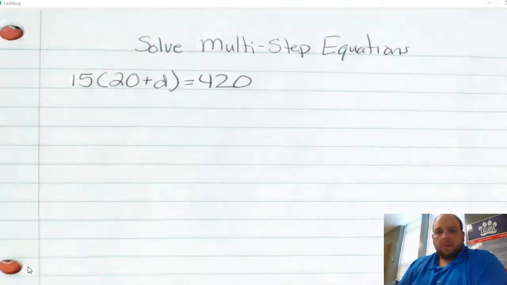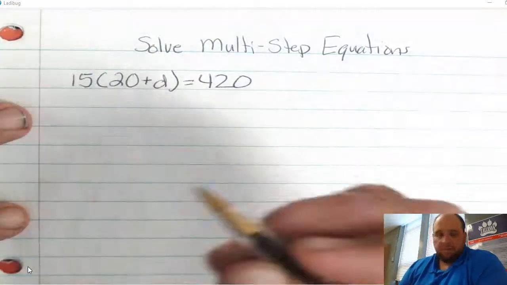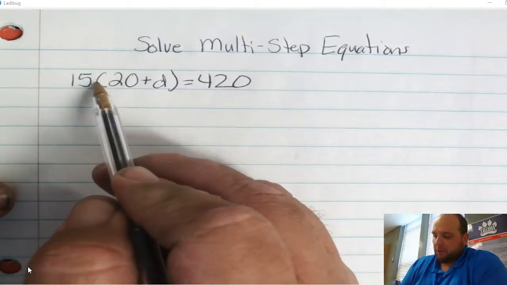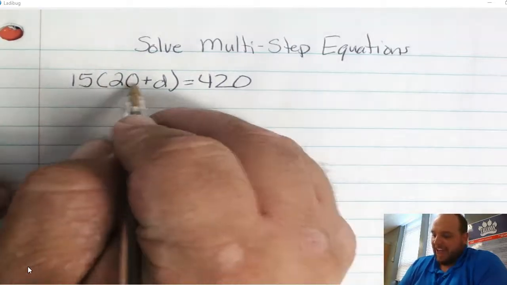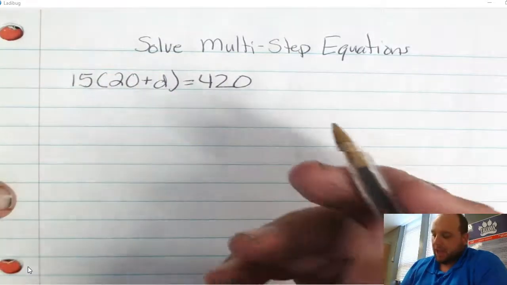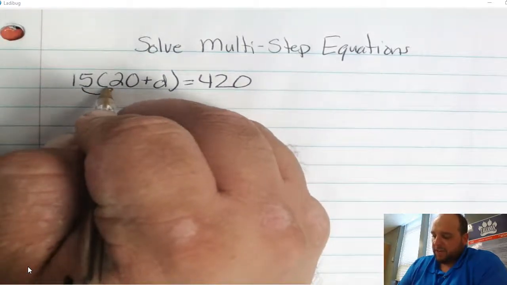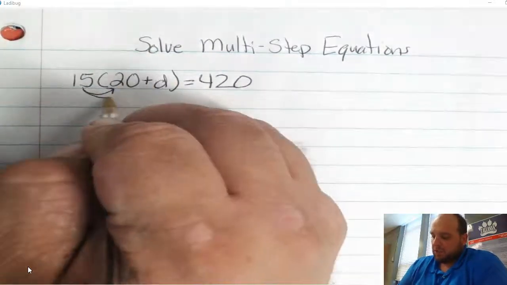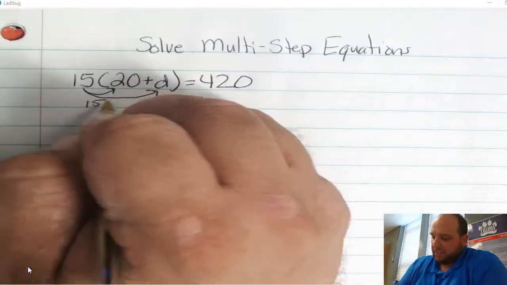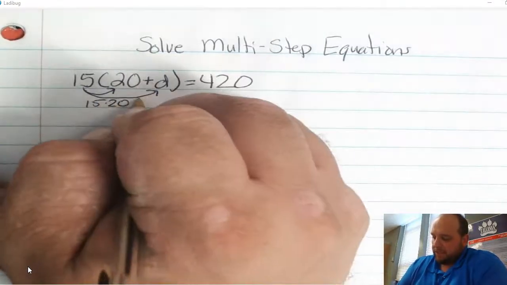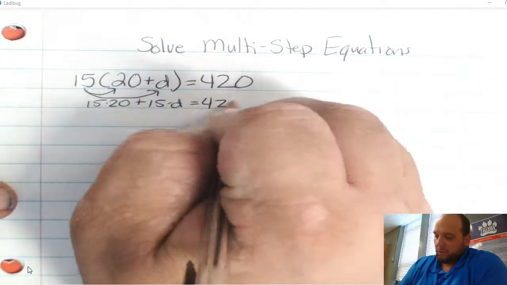Okay. So basically what I have to do is this. I have to know how to distribute, so I'm going to do the distributive property first. I have a number outside the parentheses that's being multiplied, so that means I can use distributive property, because I cannot combine the 20 and the d because those are not like terms. But I can distribute. So I'm going to distribute the 15 into the 20. I will also distribute the 15 into the d. So I'm going to have 15 times 20 plus 15 times d is equal to 420.